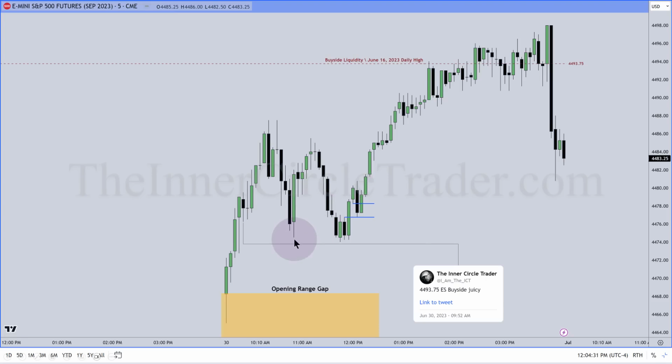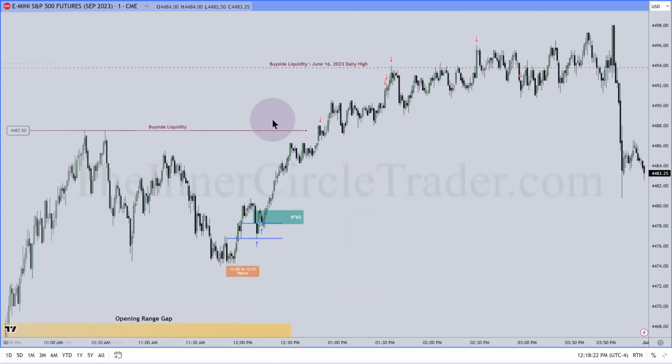We did get a stop run on sell side there, and then we've seen price go higher in inefficiency. It comes back down into it. Now we're in lunch. So where's the buy side? Above here. So above those relative equal highs, that's what this is right there. We're down in a 1-minute chart now. So 4487.5, that's buy side. Here is that 5-minute fair value gap.